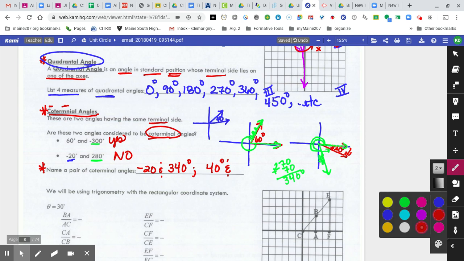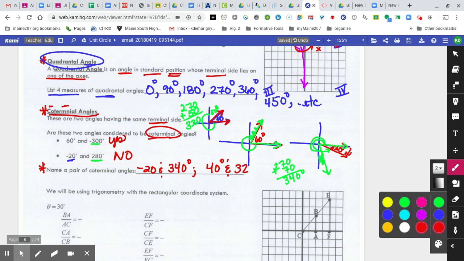So here's our initial side, here's our terminal side, and what I need to do is figure out which angle. There's 90, 180, 270, and I need to figure out how much is left. So if there's 40 taken, it means there's got to be 50 open. So I'm going to take the 270 and add the 50 degrees to it, and that's going to tell me that this is 320 degrees in order to make a coterminal angle.